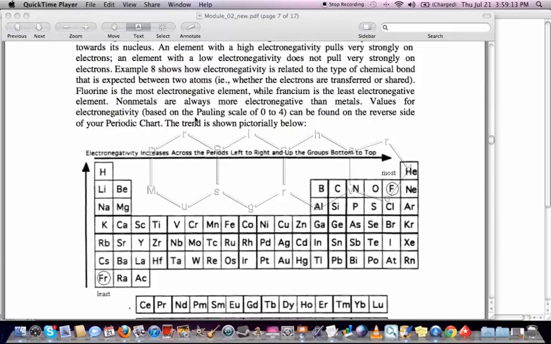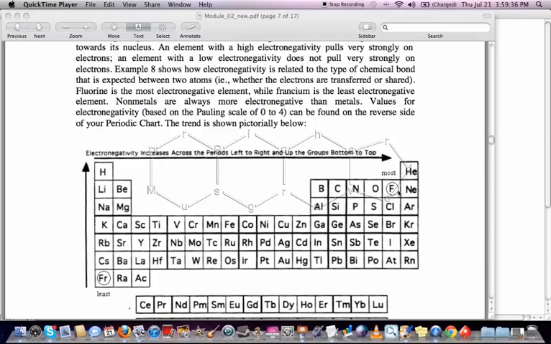The electronegativity is measured on the Pauling scale, which goes from 0 to 4, with fluorine having the highest value, which is 4. You'll notice that the noble gases don't tend to have very high electronegativities, and the reason for that is because they don't really need electrons. They've already got full outer shells, so that means that their electronegativity is not very appreciable.